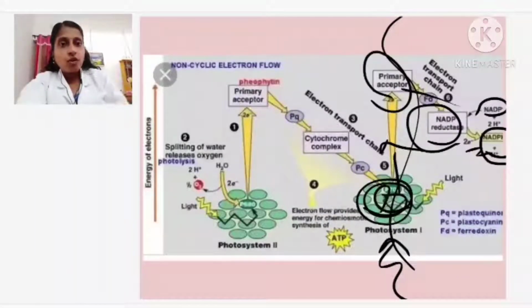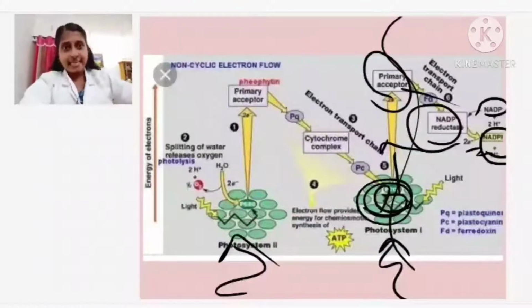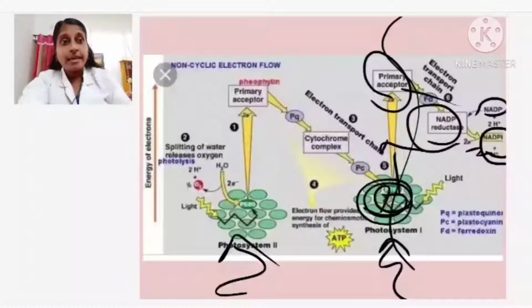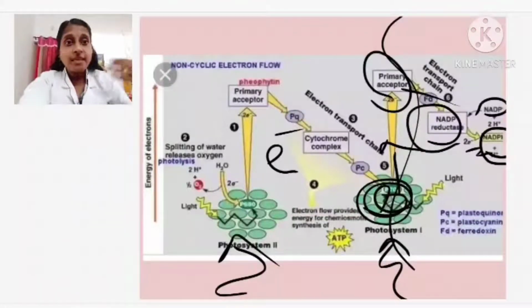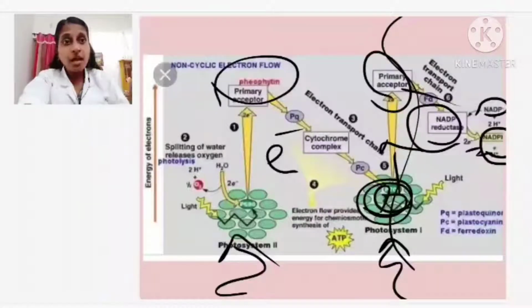Light is also falling on what? The light is also falling on photosystem 2. Here also the molecules are present. When the light falls, here also you can find the chlorophyll molecules are getting excited. What will be released? Electrons. These electrons, when they are released, the electrons are accepted by whom? I told you, electron acceptor molecules.